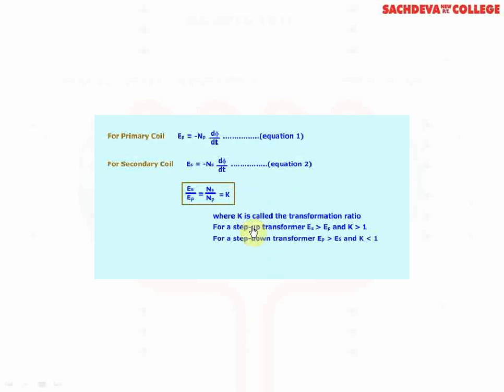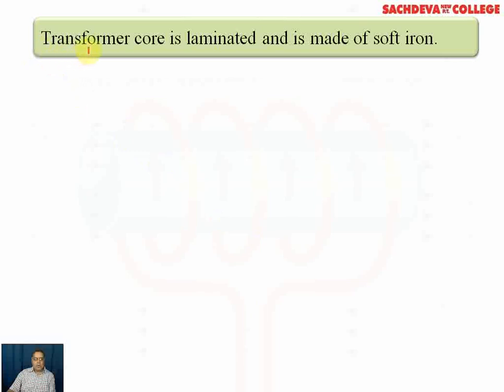This magnetic flux is responsible for the generation of induced EMF. Now, EP is the induced EMF in the primary, which is equal to minus NP dφ/dt. This is in accordance with Lenz's law, and dφ/dt is the rate of change of flux. It is in accordance with Faraday's law. Then ES is minus NS dφ/dt, and if we divide the two equations, we get the transformation ratio, and K is called the transformation ratio. If K is greater than 1, it will be step up, and if K is less than 1, it will be step down. The transformer core is laminated and is made up of soft iron.